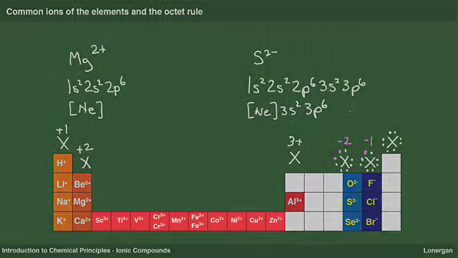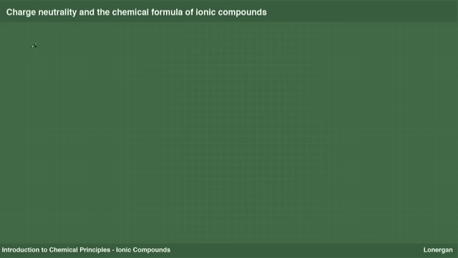When ions come together to form ionic compounds, they must preserve charge neutrality. That is to say that the number of positive charges must balance the number of negative charges. The relative number of anions and cations in an ionic compound is expressed by its chemical formula, and our understanding of the common charges of ions can be used to predict the chemical formula of ionic compounds.